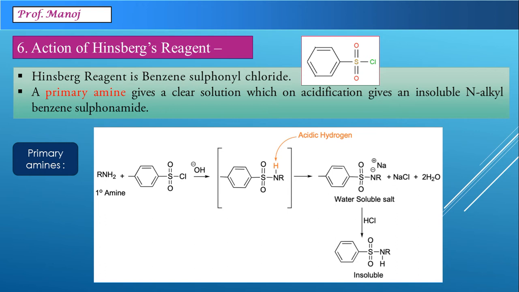So, primary amine gives first a clear solution, which on acidification gives an insoluble compound. Now, when a clear solution is mentioned, that means it is the water soluble salt. And when they say insoluble compound, it is the last product. Remember this, and let us see how it differs with secondary amine now.